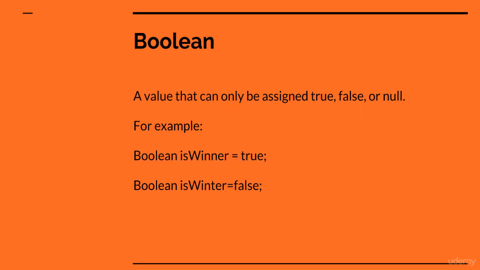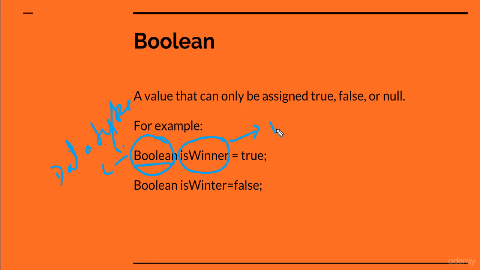Boolean. A Boolean is a value that can only be assigned true, false, or null. That is called a Boolean. So for example, here, if I ask you which is the data type, which is the name, and what's the value. This is called the data type. This is the type of data because it's telling you that this particular variable can either have true in it or false. isWinner is the name of the variable and this is what the value for the variable is.